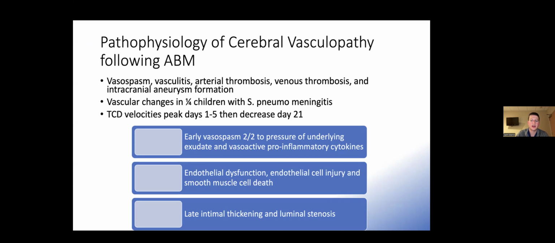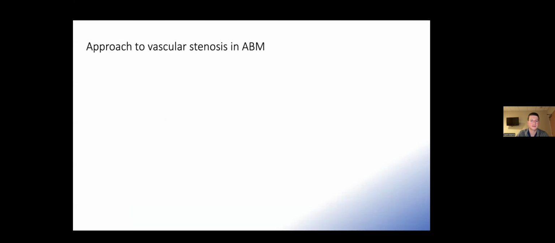Next, we see endothelial dysfunction, as well as endothelial cell injury and the death of smooth muscle cells. And then as a later complication, we see late intimal thickening, as well as luminal stenosis that shows less vessel reactivity to medications compared to the early vasospasm that we're seeing in the clinical course.